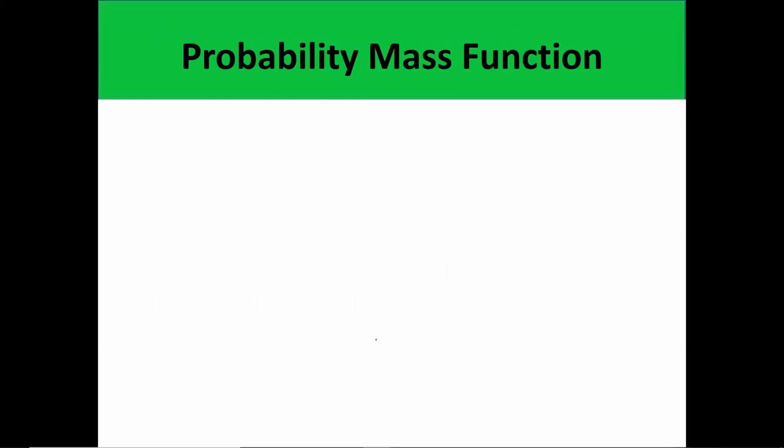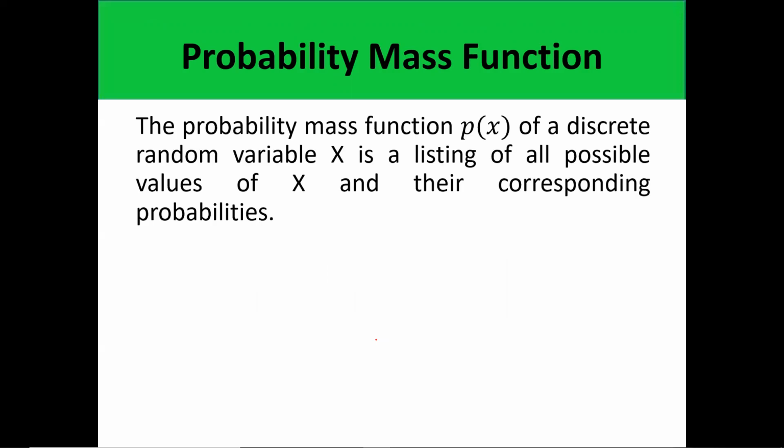Now next, a random variable has an associated probability mass function or probability distribution. This probability distribution shows the probabilities that the values of the random variable x will happen. The probability mass function is symbolized by small p of x. This is the probability mass function, or sometimes we refer to it as PMF, of a discrete random variable x. It's just a listing of all possible values of the random variable x and their corresponding probabilities.